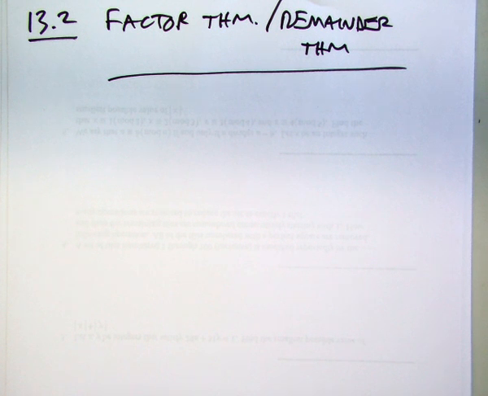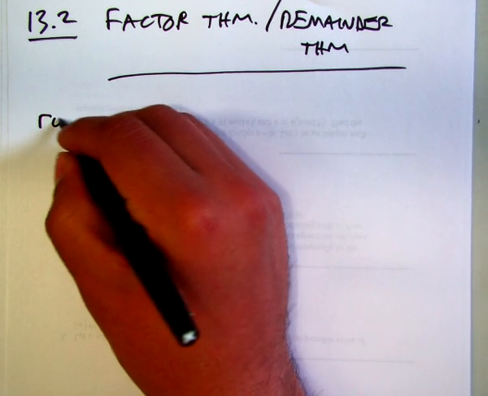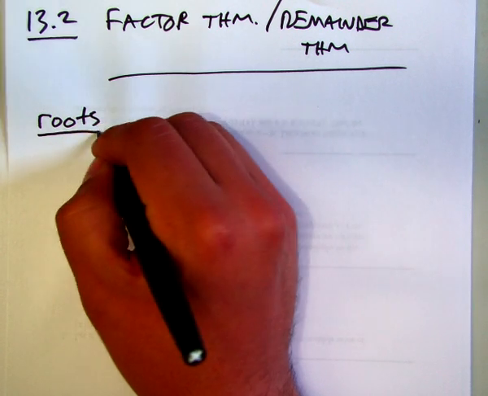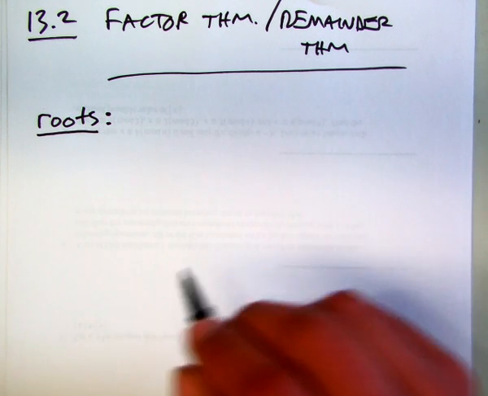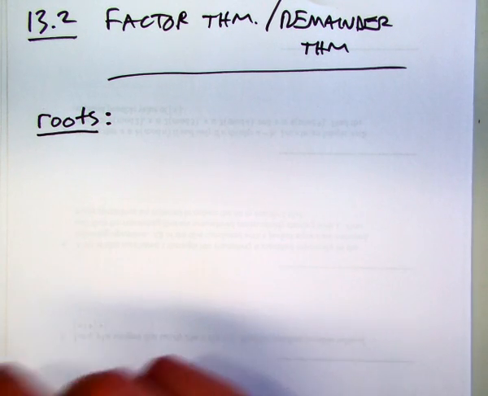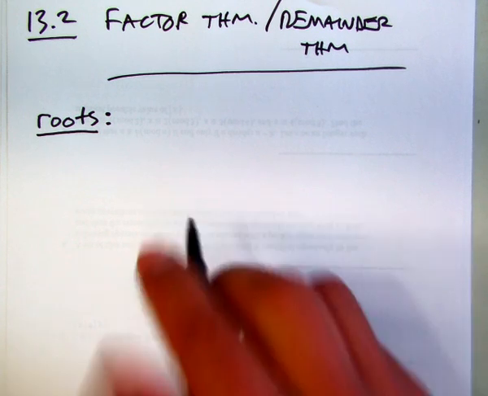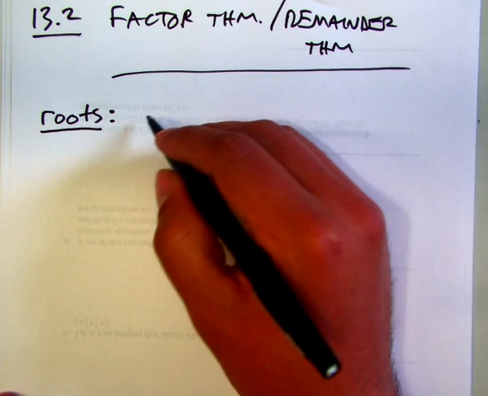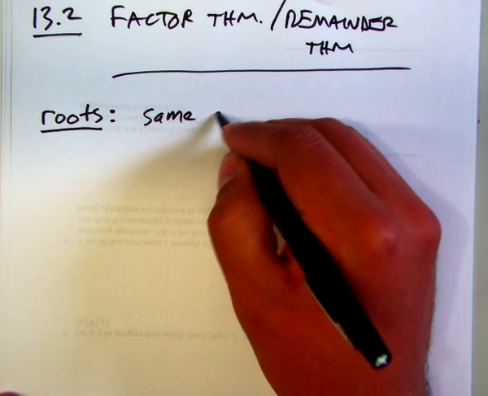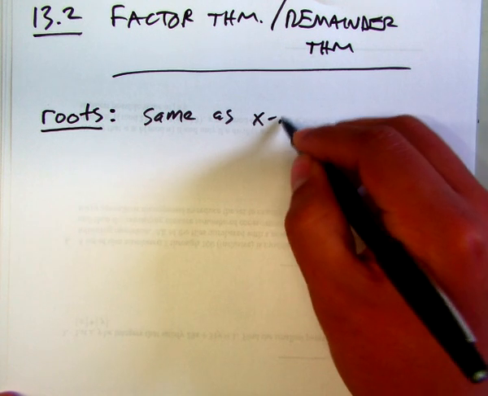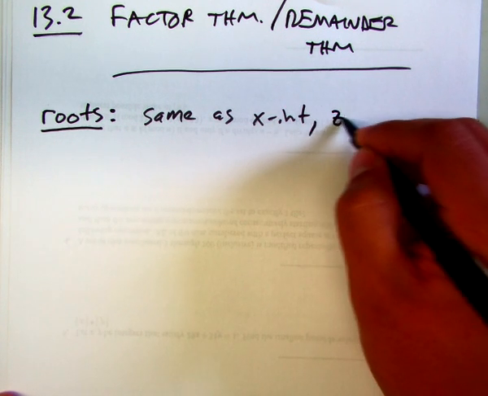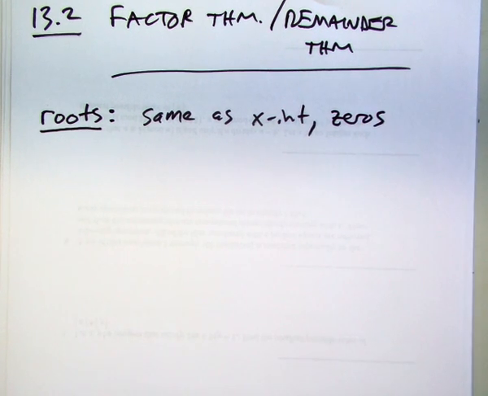And just some terminology. Roots. You're going to see that a lot in this unit. The roots of this equation, the roots of this polynomial. You basically just need to remember that this is synonymous with x-intercepts, zeros. Okay, all this stuff means the same. Okay?